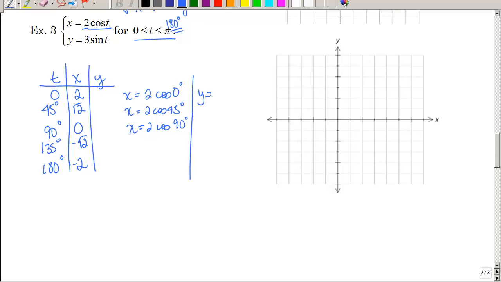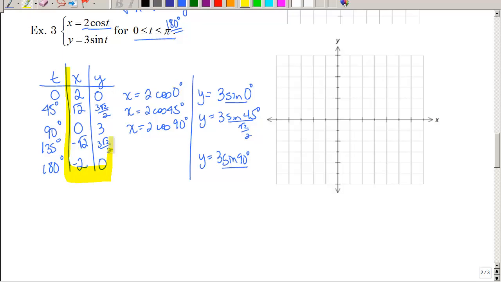Now what about y? Y equals 3 times the sine of 0 degrees. The sine of 0 is 0. And then 45 degrees, remember, is square root of 2 over 2, so this is 3 square root of 2 over 2. The sine of 90 degrees is 1 times 3 is 3, and keep going. I'm going to get those values.